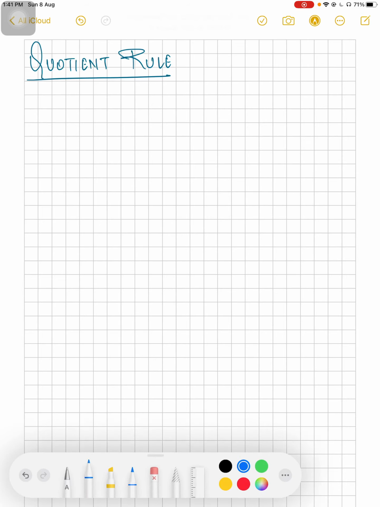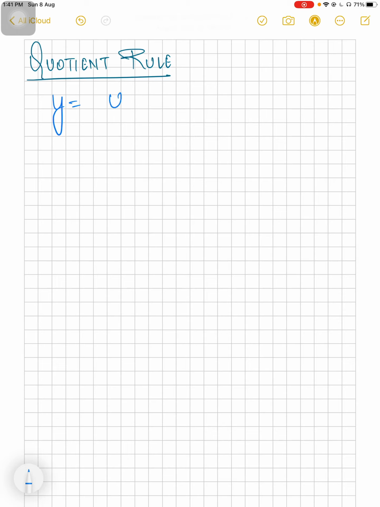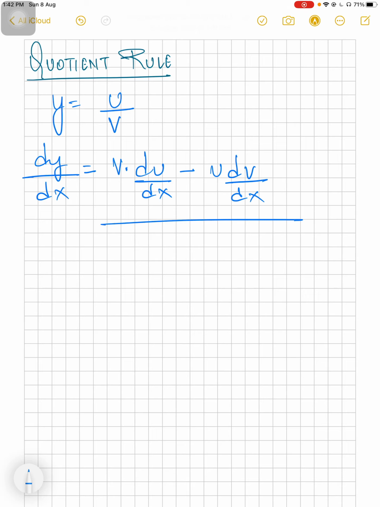Let's say we have a function y is equal to u by v. How do we differentiate it? Like the product rule or the chain rule, we have a quotient rule, which says dy by dx for this function will be v times du by dx minus u times dv by dx, divided by v square.